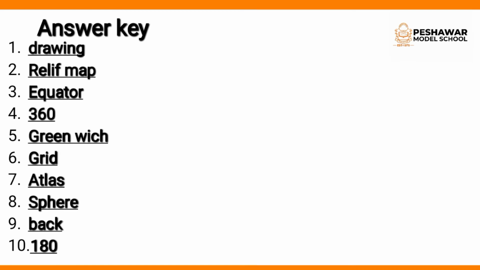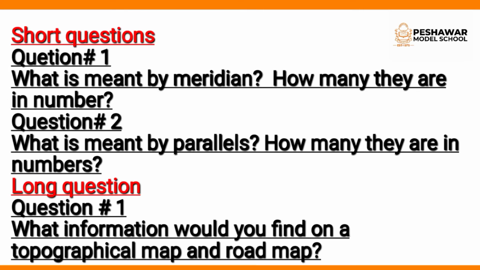Number 1 answer is drawing. Number 2, relief map. Number 3, equator. Number 4, 360. Number 5, Greenwich. Number 6, grid. Number 7, atlas. Number 8, sphere. Number 9, back. Number 10, 180. This is the answer key.